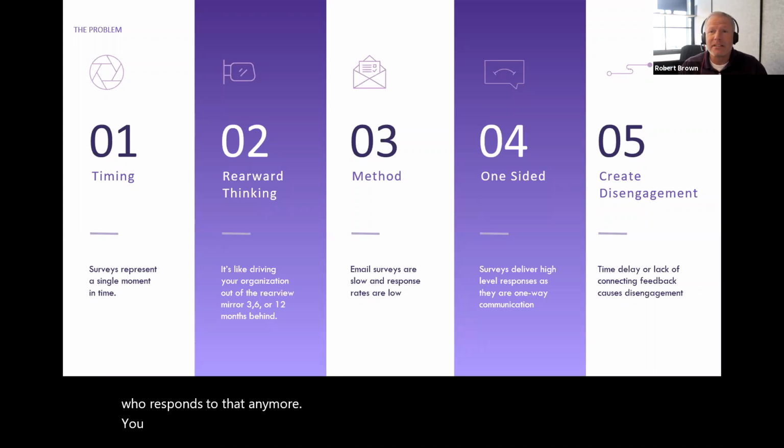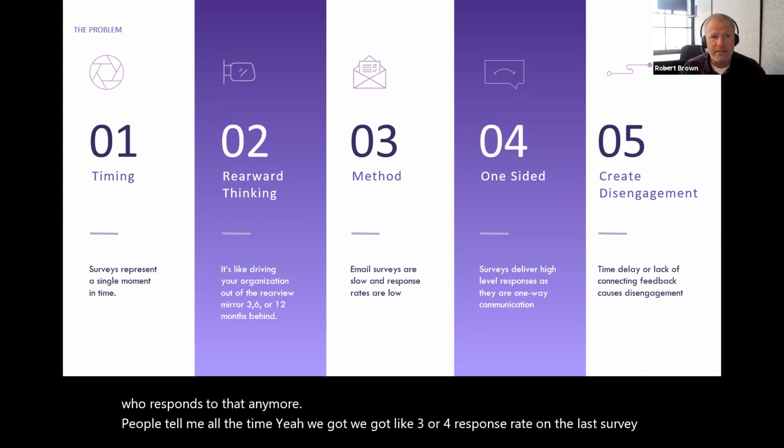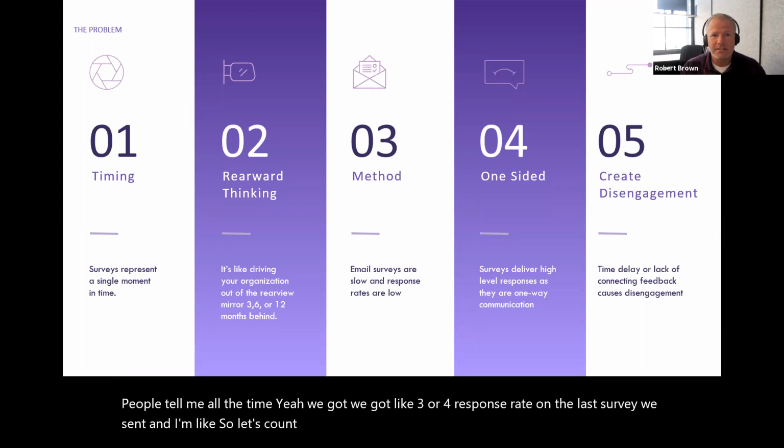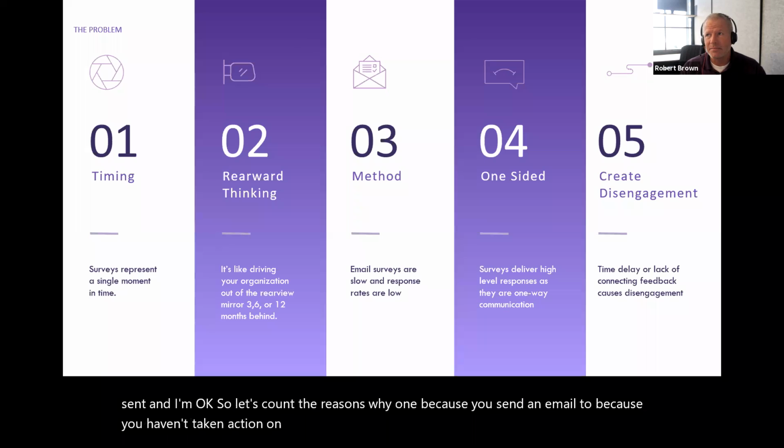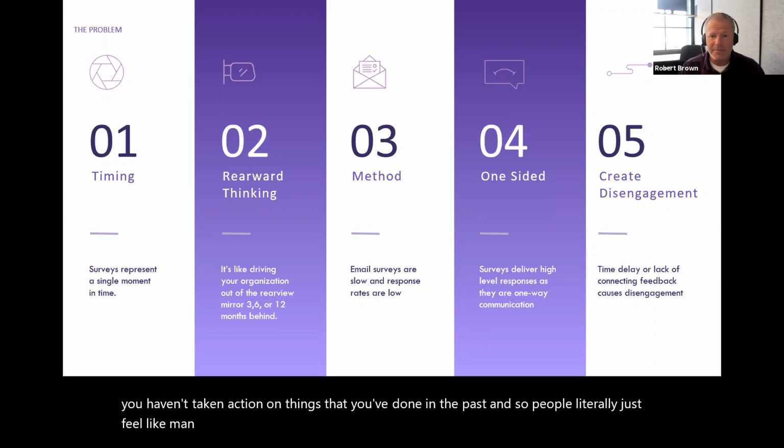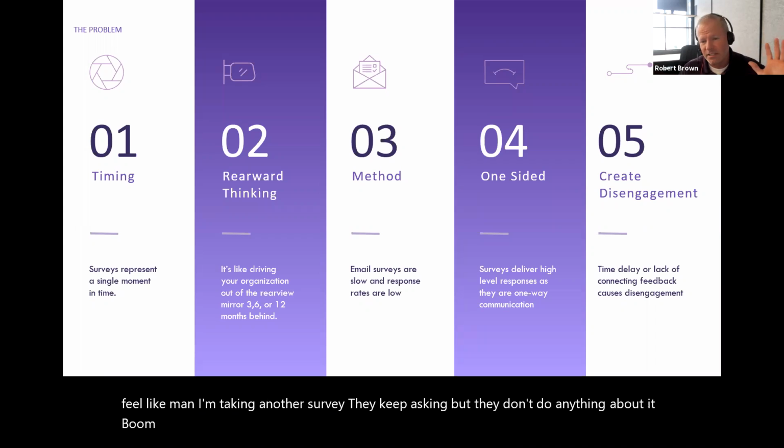People tell me all the time, oh yeah, we got like a 3 or 4% response rate on the last survey we sent. And I'm like, okay, so let's count the reasons why. 1, because you sent an email. 2, because you haven't taken action on things that you've done in the past. And so people literally just feel like, man, I'm taking another survey. They keep asking, but they don't do anything about it. Boom, boom, boom, right? It just continues to roll.